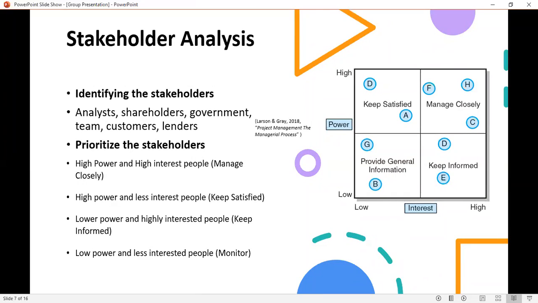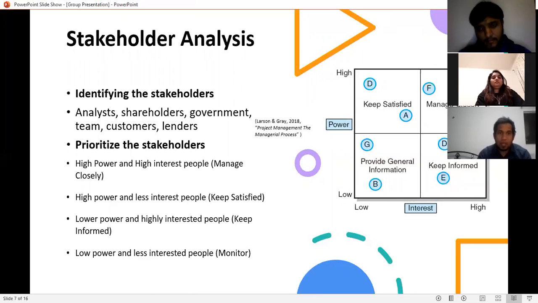Thank you, Parth. My name is Tilina, and here I'm going to talk about stakeholder analysis. This topic elaborates the stakeholder environment and how to prioritize the management resources. The first step of stakeholder analysis is to identify the stakeholders. All the people who are affected by the project can be considered stakeholders, for example shareholders, government teams, and so on.